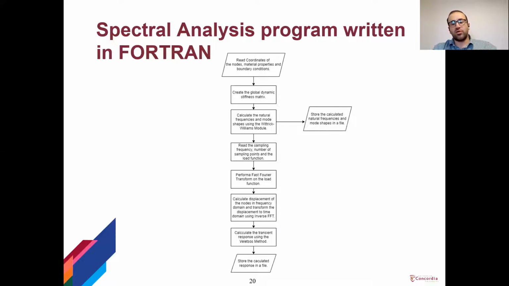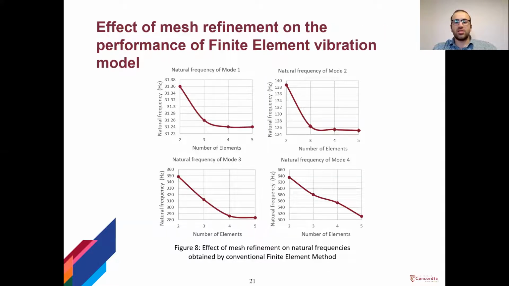Fast Fourier transform is performed on the input force, and the displacements of the nodes are calculated in the frequency domain and brought back to the time domain using inverse Fourier transform. The transient response is calculated using the Velocis method when we have the steady-state response, and it is stored in a file. Now let's discuss our case studies.